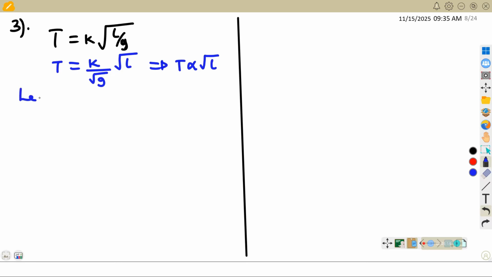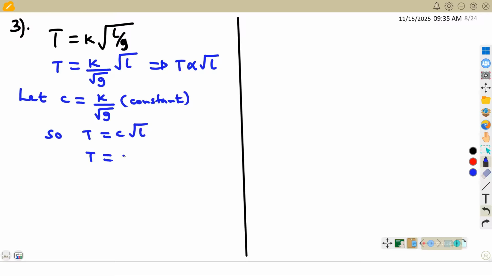So what we can do from here is let c represent k over the square root of g. Since we are dealing with a constant, c represents our constant value. So T will be equal to c times the square root of L. This can as well be written as c L to the power of a half, since the square root of a number is the same as power a half. So this is our equation number 1.